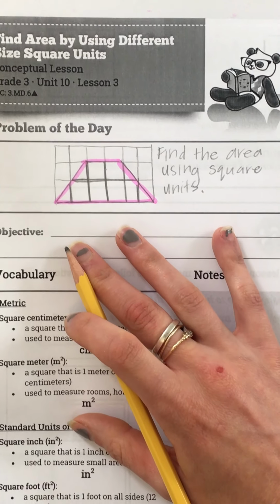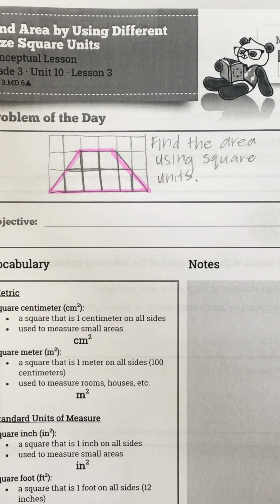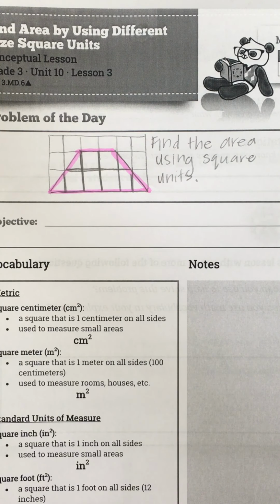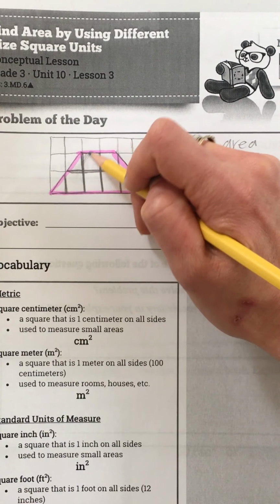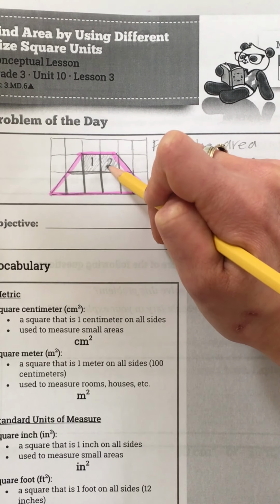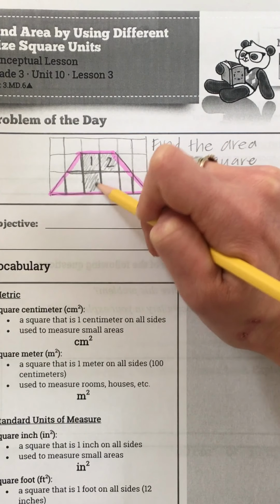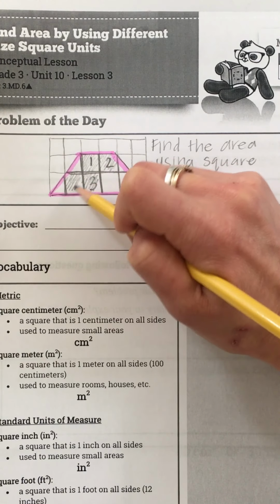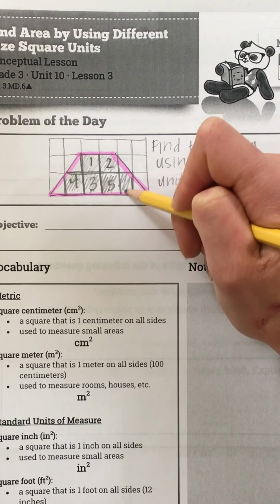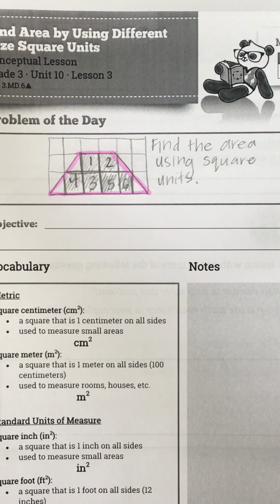So if you take a look at this trapezoid here, you can tell that some of our square units aren't whole square units. So what can we do? Well, the first thing that we can do is figure out how many whole square units there are. I'm going to shade in with my pencil what I see that's a whole square unit. So I can see there's 1 here, and I'm going to write a 1. There's 1 here, 2, 3, 4, 5, 6. So right now I have 6 whole square units.